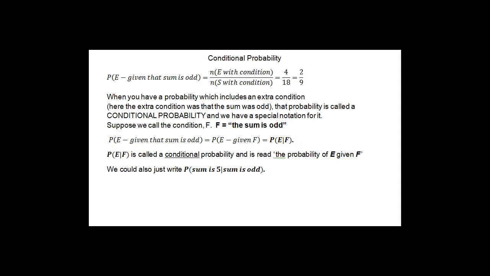I might also add that even though I was naming those events with E and F, in reality, if you're dealing with a sentence with all these words in it and no letters, you don't have to introduce the letters. You could just write this as the probability that the sum is 5 given that the sum is odd. You don't have to put E and F in there. Just a convenience.